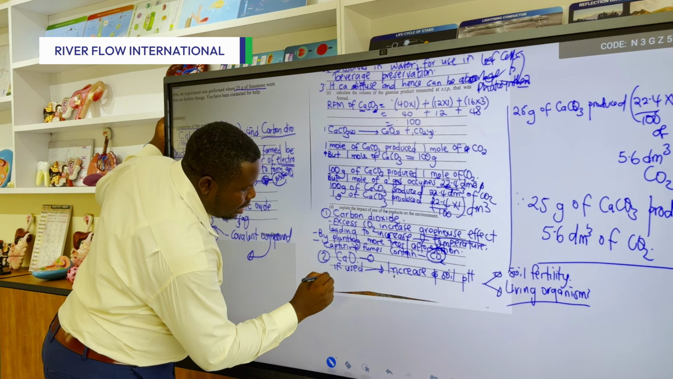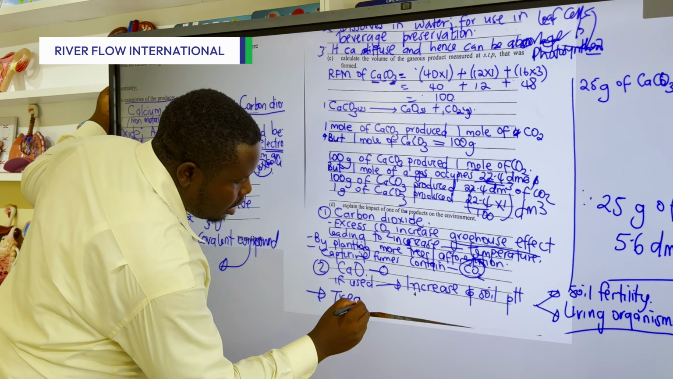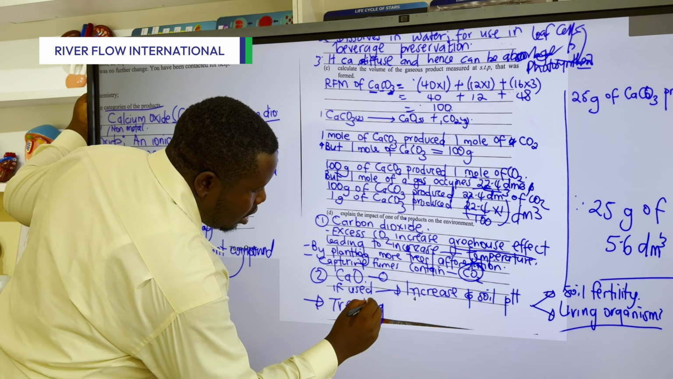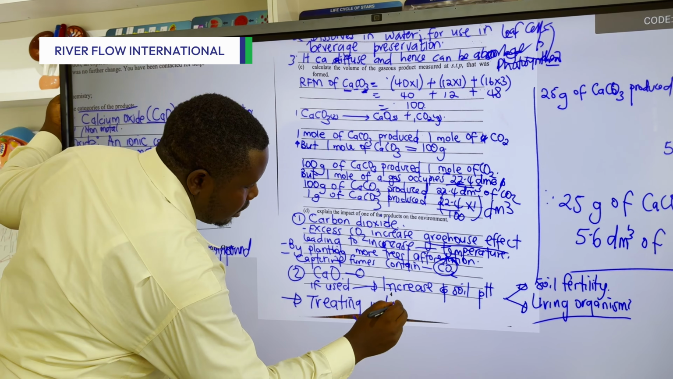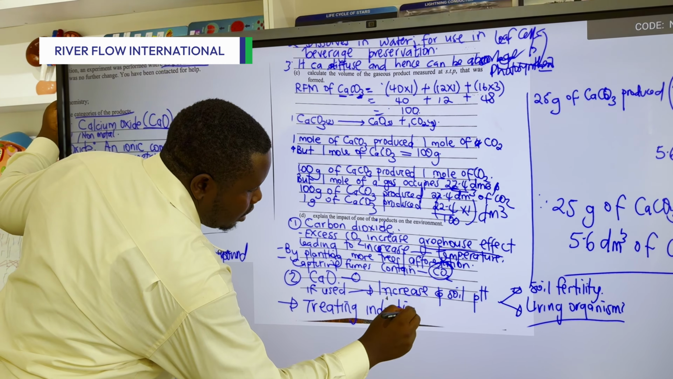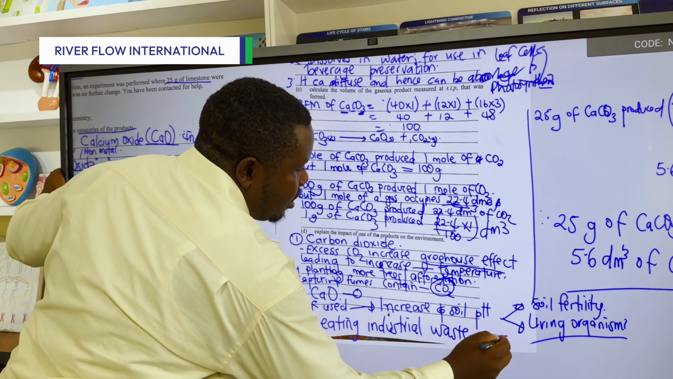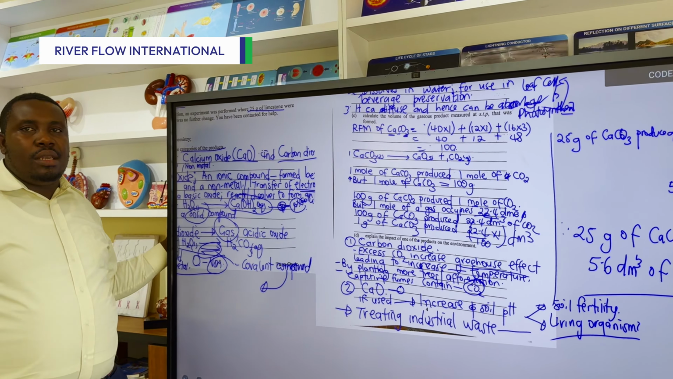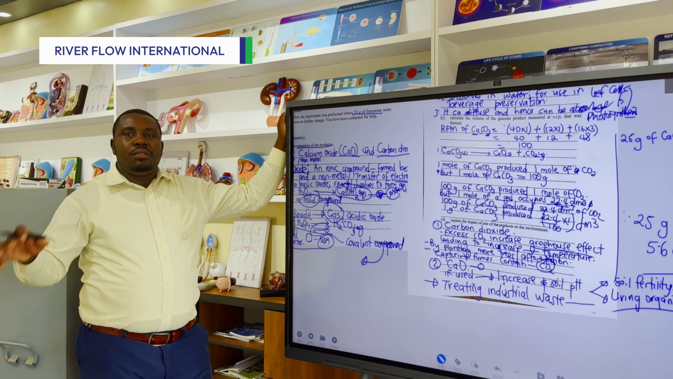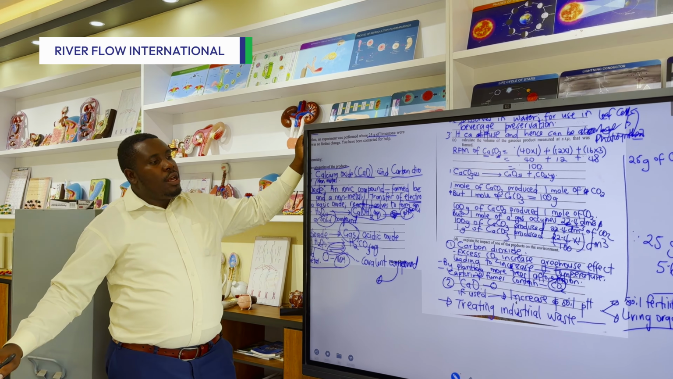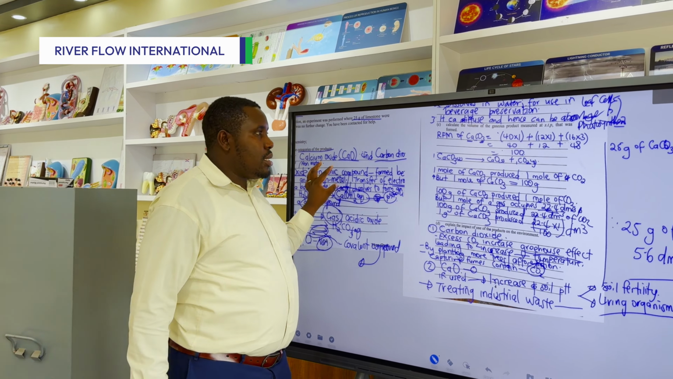How can it be mitigated? By treating industrial waste before it is released into the environment. I've just given hints. You can add more in the comment section.